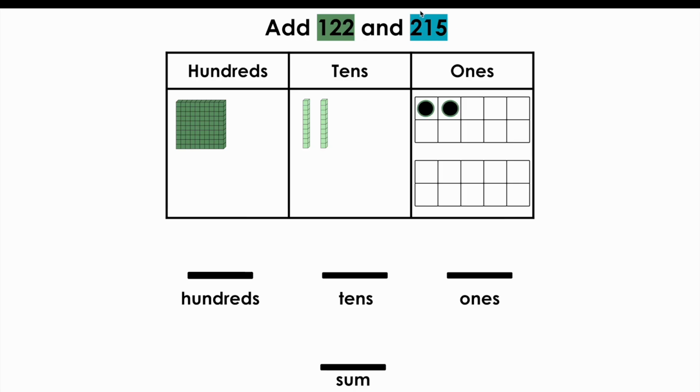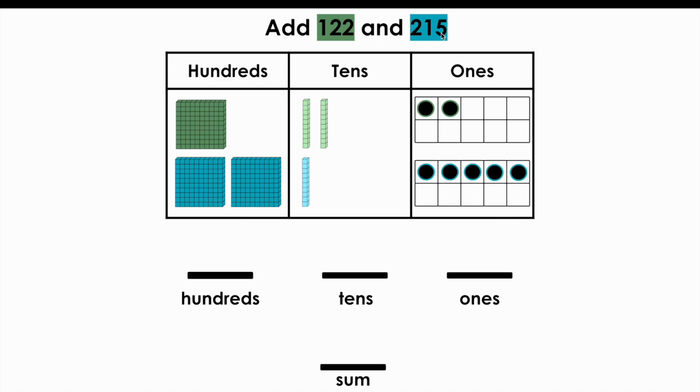Now let's create models for the number 215. In the hundreds place we have a 2, that means 200. In the tens place we have a 1, that means 1 ten. In the ones place we have a 5, that means 5 ones. 1, 2, 3, 4, 5.